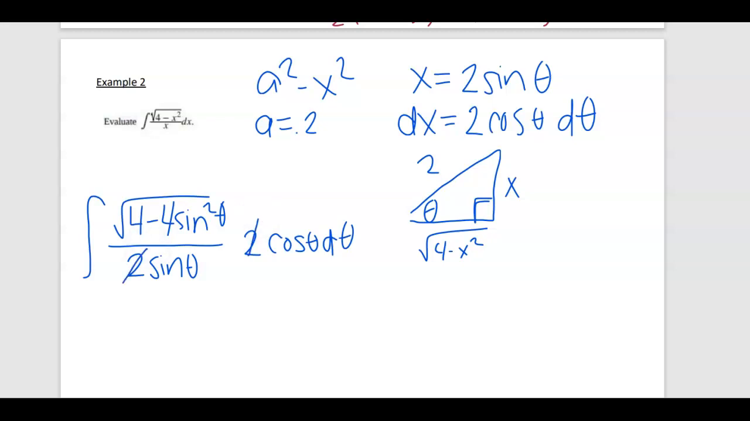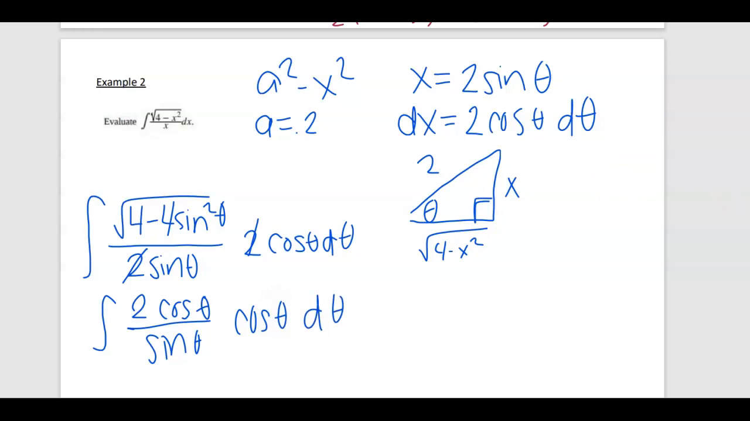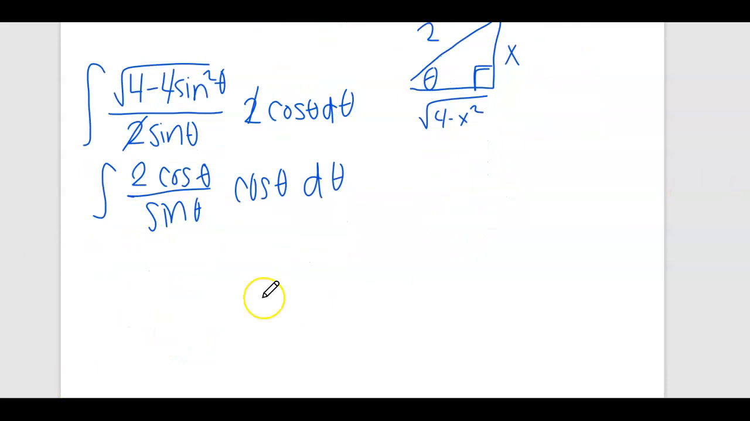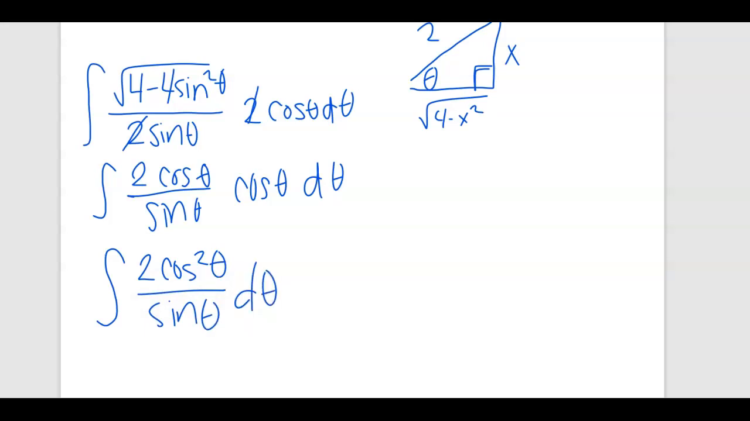These 2's cancel. I'm left with 4, if I take that out, square root, 1 minus sine squared gets me cosine theta. So let's go ahead and combine the top. So I get 2 cosine squared over sine, and then d theta.